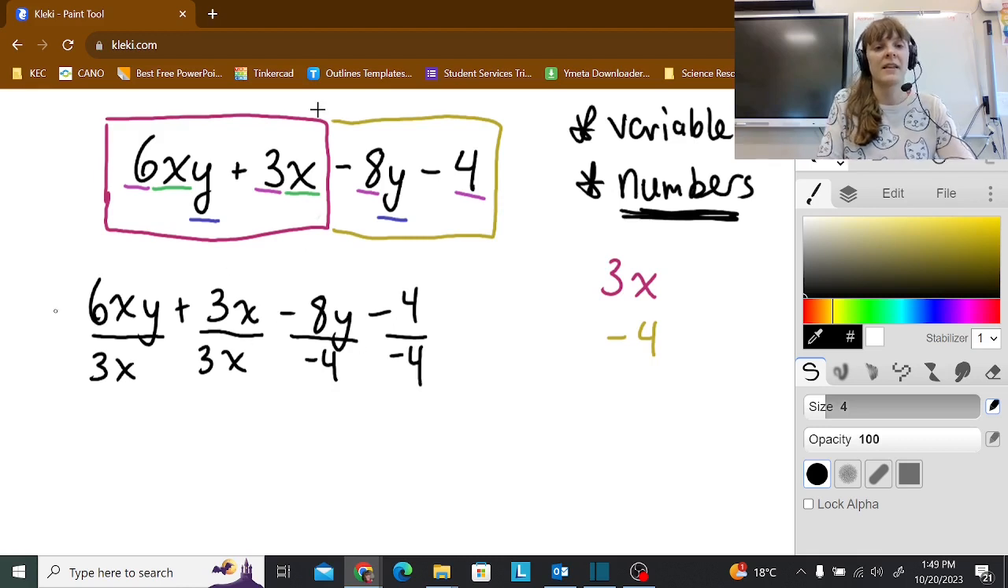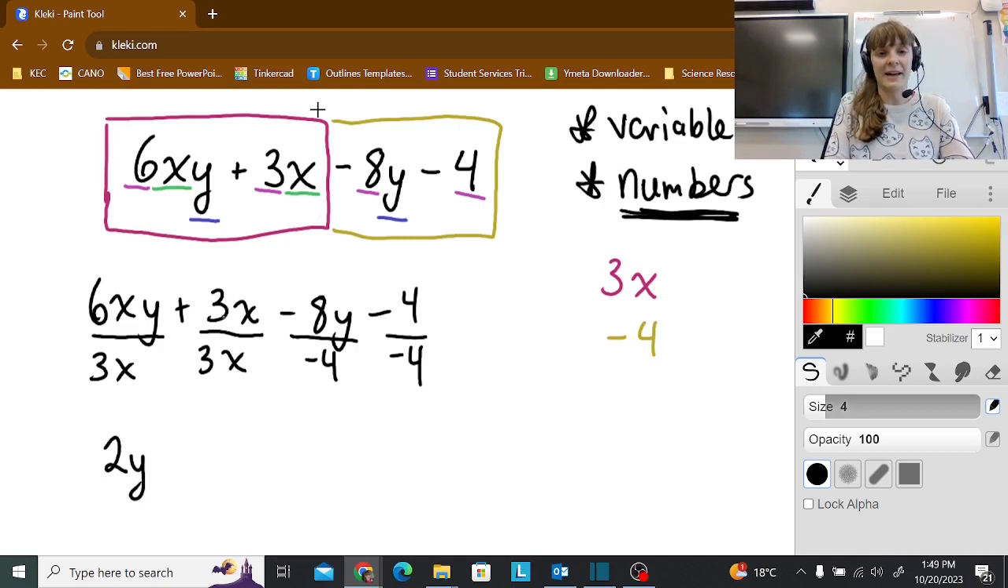So here, 6 divided by 3 gives me 2. x to the power of 1 divided by x to the power of 1 means that I get x to the power of 0, which means that I get 1, right? Anything to the power of 0 is 1. So I'm just left with 2. The x's make it 1. And then I have a y.